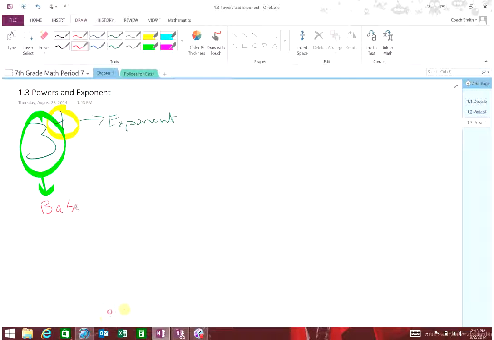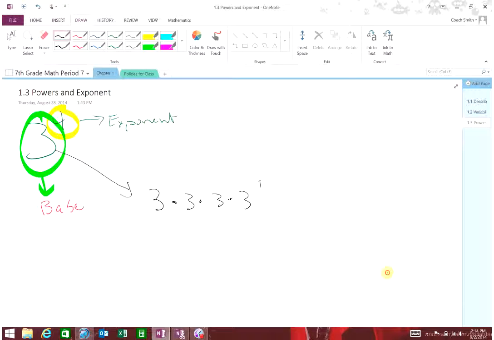Some of you wrote it in words, but I didn't want it in word form. I wanted it just like that, 3 to the 4th power. Now, the 4 is the exponent. The 3 is the base. The exponent tells us how many times we're going to multiply the base by itself. So this expression is 3 times 3 times 3 times 3.